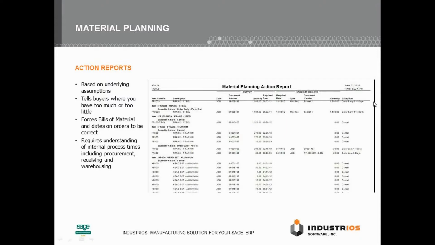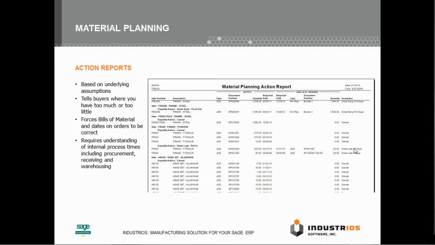Other types of exceptions, such as things that are too early or too late, are also indicative of either bad planning underlying it or changing requirements. It's telling you what's actually happening, and putting the tools in your hands to properly act on what you want to buy and when you want to buy it.